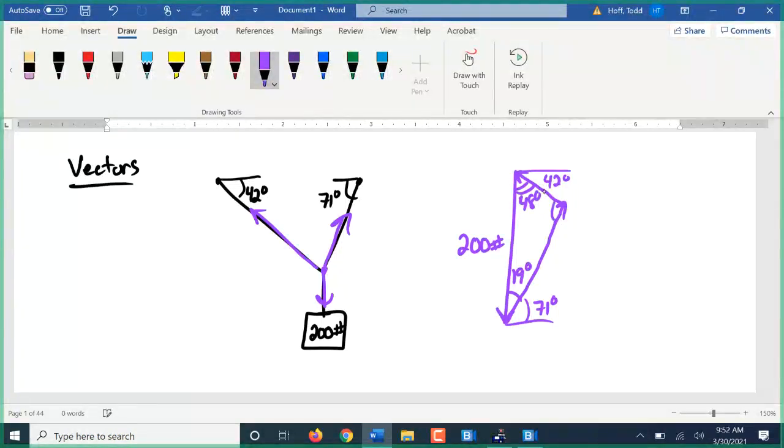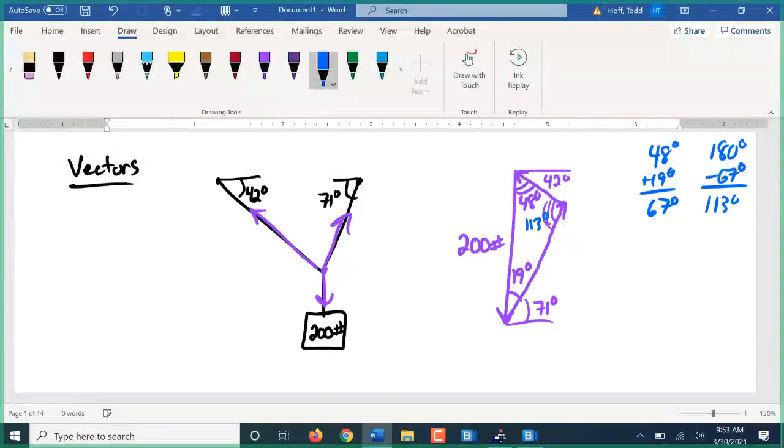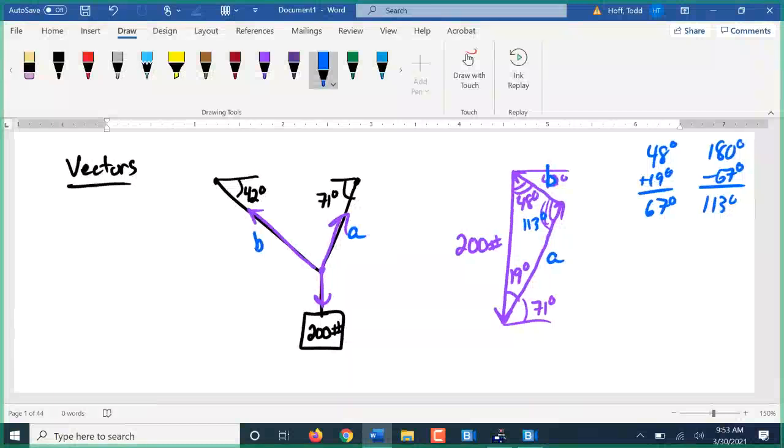So this angle right here can be found. 48 plus 19 is 67 degrees. 180 minus 67 is 113 degrees. So to find the stress on each of these ropes, I'm going to label this rope A and this rope B. So this is A and this is B over here. I'm going to erase that 42 degrees.